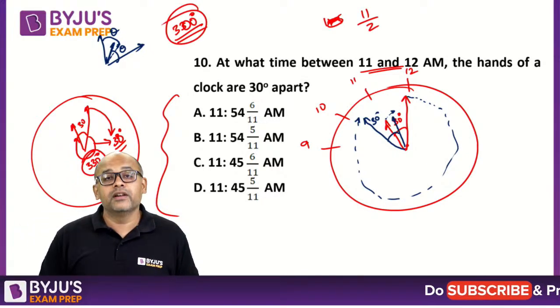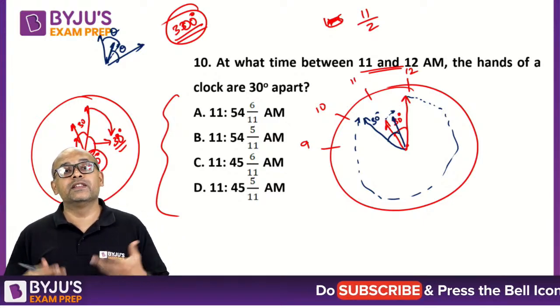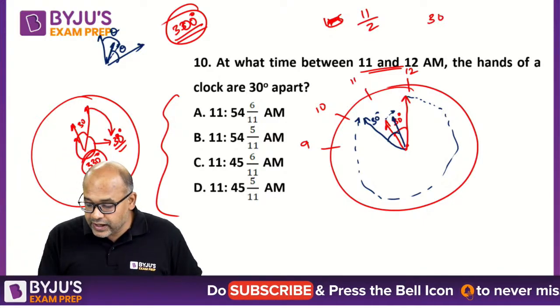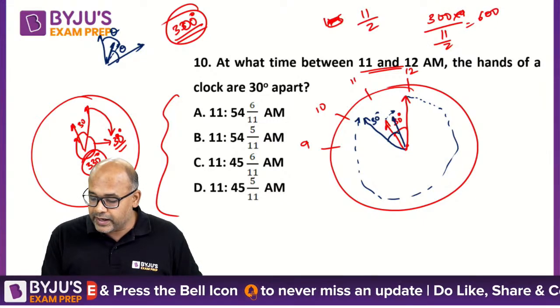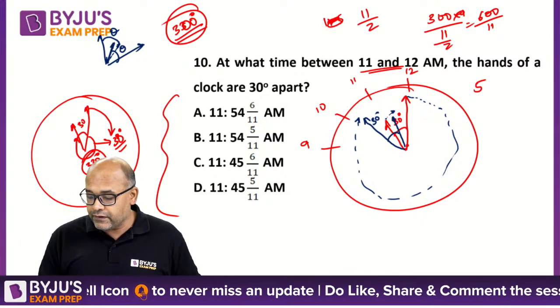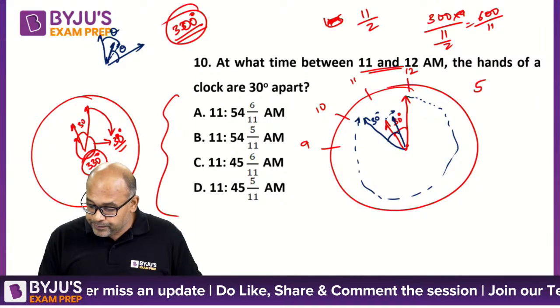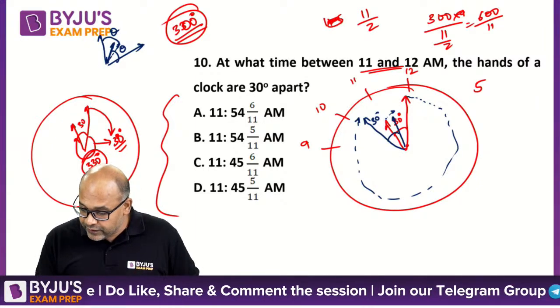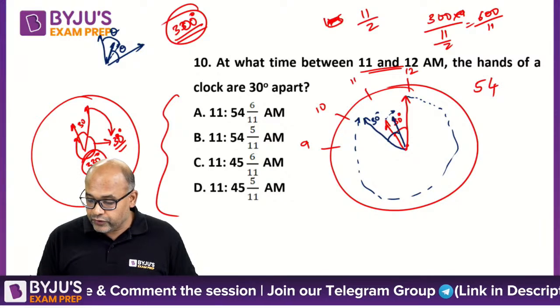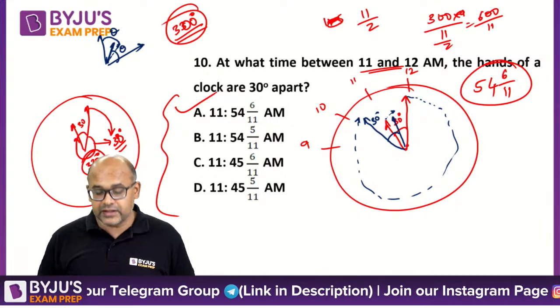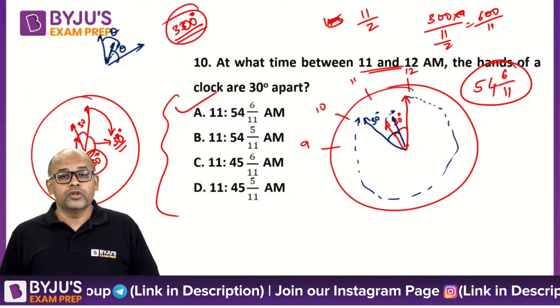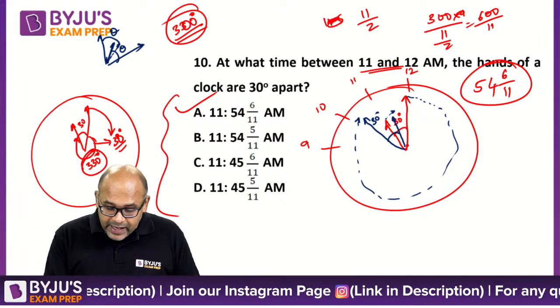They should cover a net effect of 300 degrees. How many minutes will it take? So 300 divided by 11 by 2, which is 600 by 11. So 11 5s are 55, then we have 55 50. 11 4s are 44. So 6 by 11. So 54 6 by 11. That is option A.